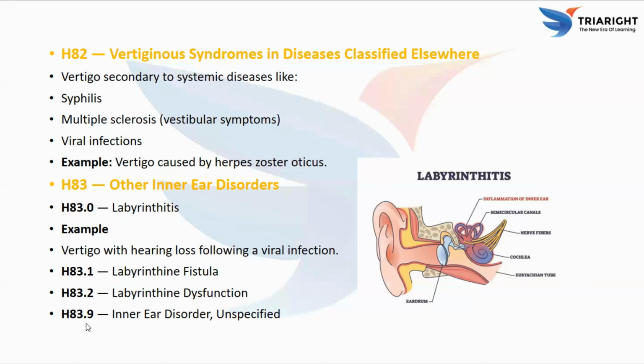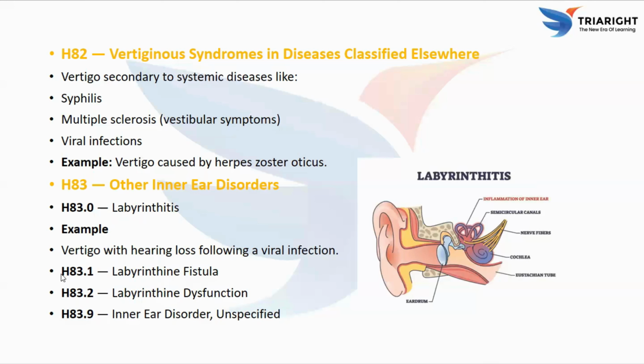So the next subcode is H83.1 for labyrinthine fistula, which is an abnormal opening between the middle ear and the inner ear labyrinth. H83.2 is for labyrinthine dysfunction. This is a broader category for conditions causing abnormal function of the labyrinth without a specific pathology. This includes toxic damage, age-related degeneration, barotrauma, and trauma-induced vestibular dysfunction.